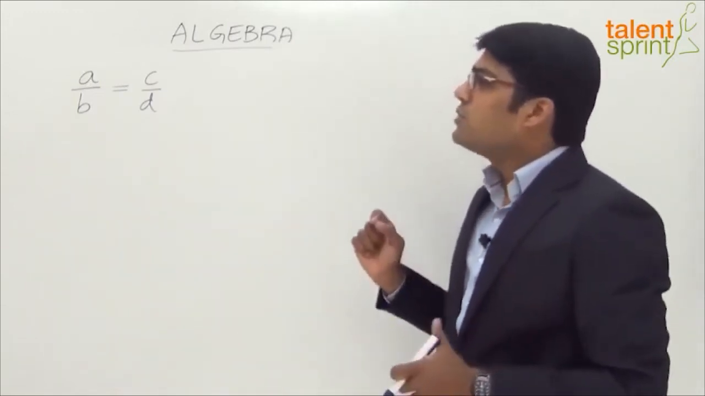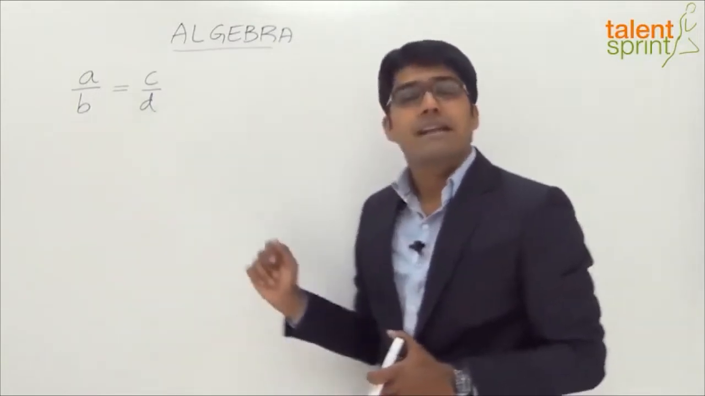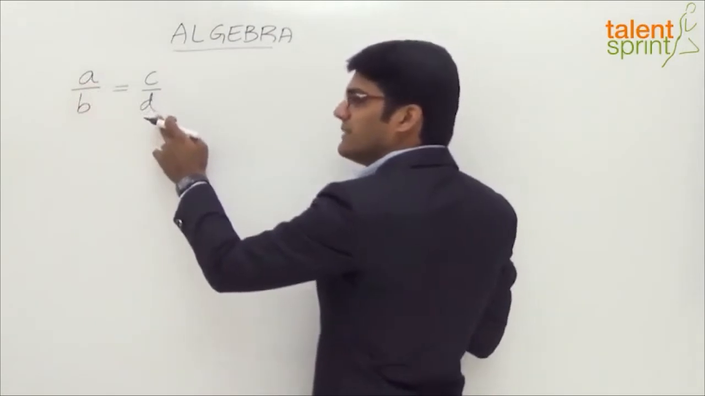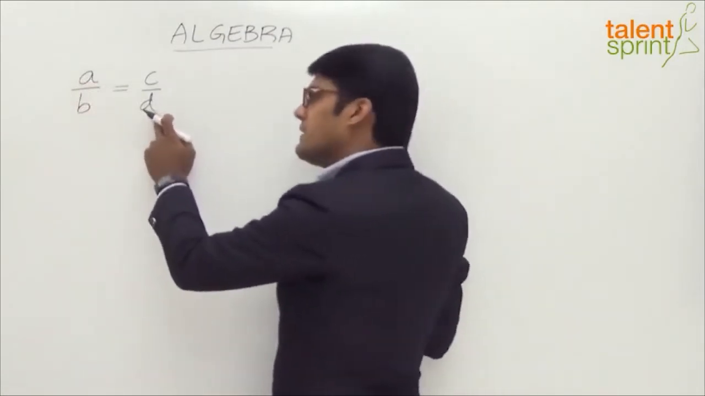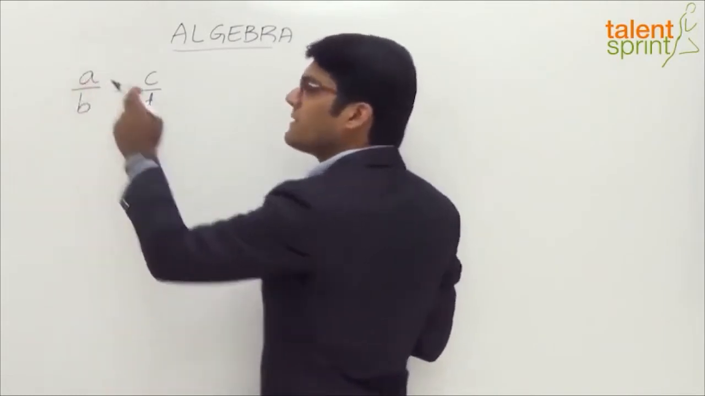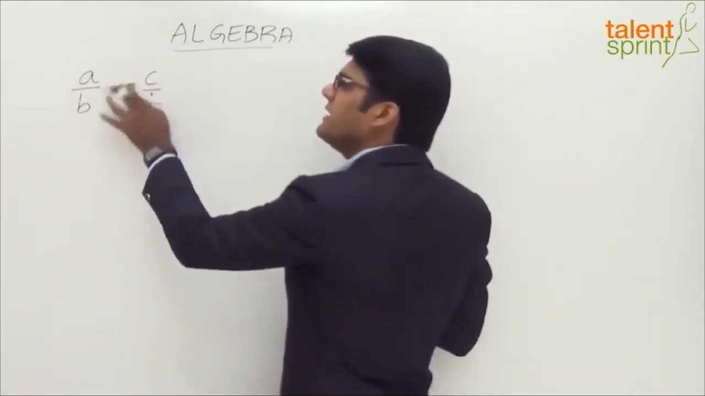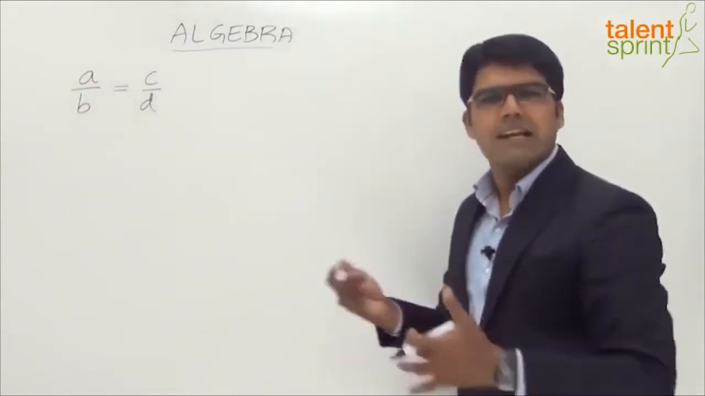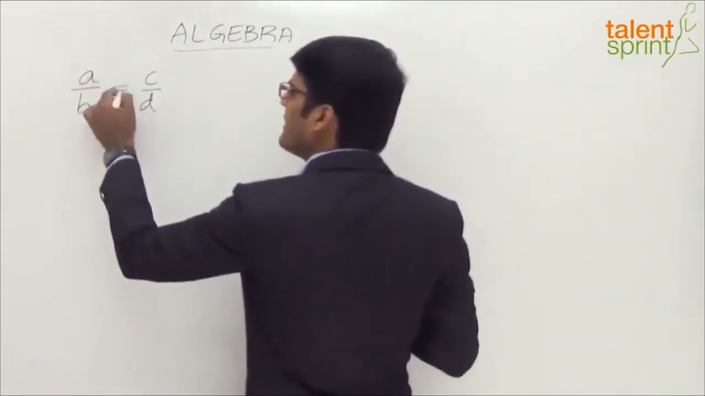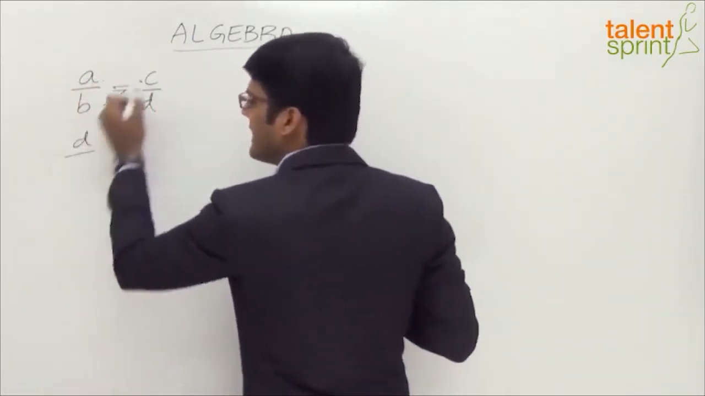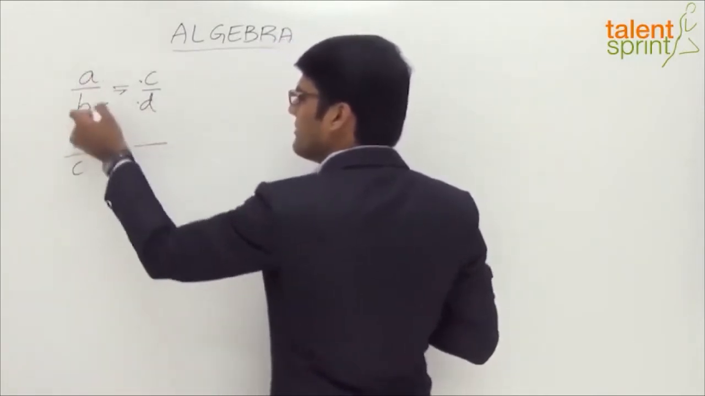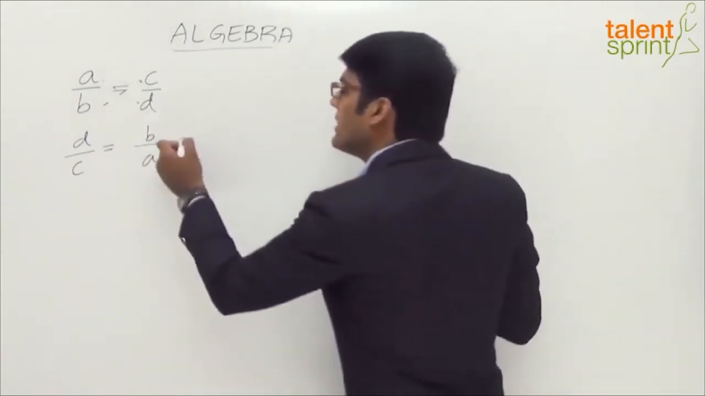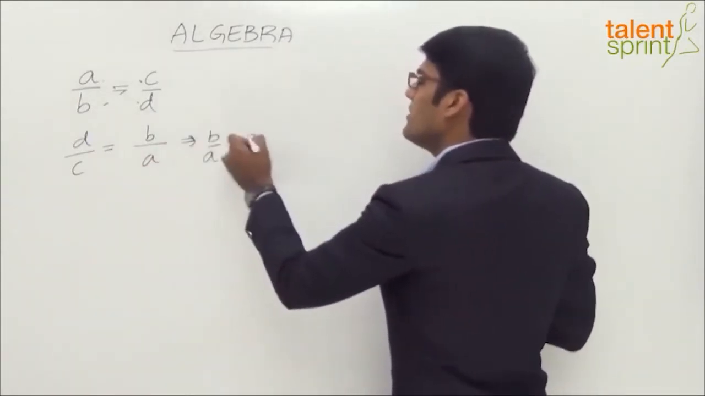Let us first try to cross multiply the numerators and denominators. Basically, let us take the numerator of the first fraction to the denominator of the second fraction, and the denominator of the first fraction to the numerator of the second fraction. Likewise, let us just interchange the numerator and denominator of the second fraction and first fraction respectively. Basically a kind of cross multiplication. So what do we get when we do that? We simply say that D by C will be equal to B by A. Or you can say that B by A is equal to D by C.